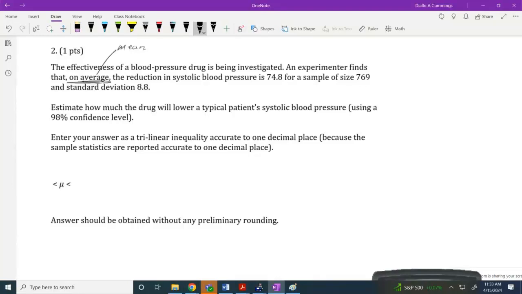Estimate how much, oh, I'm sorry, this is a confidence interval too. Okay, so we'll just start with this one. Okay. So it says estimate how much of a drug will lower a typical patient's systolic blood pressure using a 98% confidence level. All right, it says enter your answer as a trilinear inequality. So notice that they kind of give us the hint that this thing is a mean. Okay. So now this is a confidence interval. This is a confidence interval of the mean.